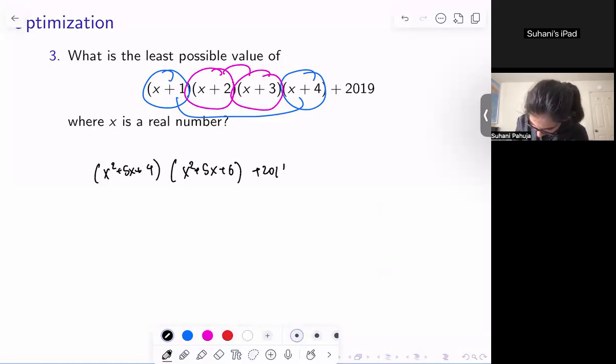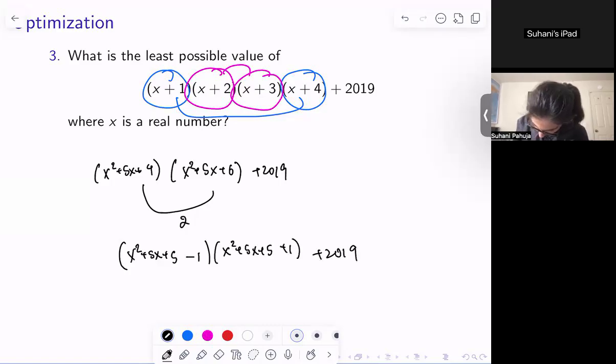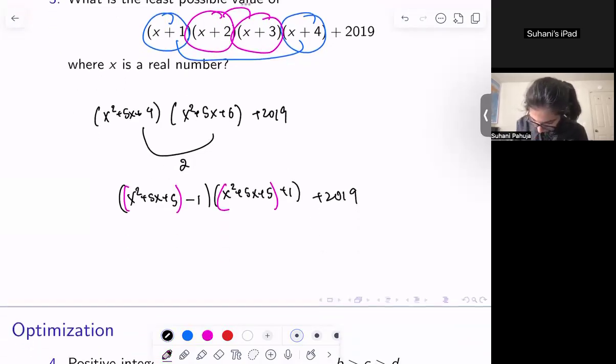And then you add 2019, and we notice that the difference between these two factors is 2. So we can actually write this as (x squared plus 5x plus 5 minus 1) times (x squared plus 5x plus 5 plus 1) plus 2019. And to make special emphasis, we can put this in parentheses. So we see that this is actually like (a minus b) times (a plus b). This is basically just a difference of squares.